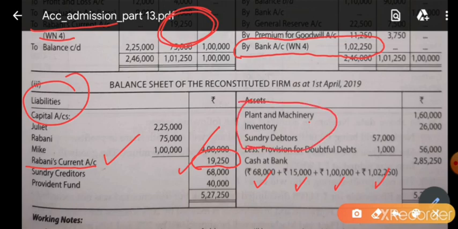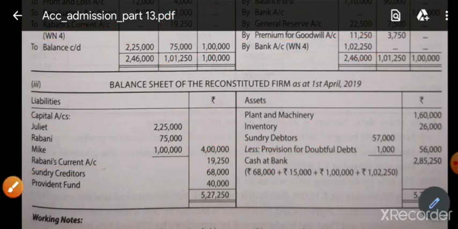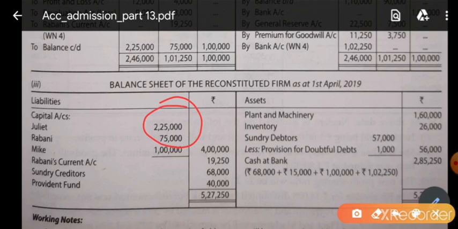So first step to prepare the balance sheet is to record the new values of assets and liabilities. Second step is to update the cash balance, and then new capitals will be written. You can see these are the new capitals: 225, 75 and 1 lakh. So new capitals are written, and then those assets and liabilities that do not change in value, they are copied from the old balance sheet and written in the new balance sheet. So this way we complete the calculation or adjustment of old partners capital on the basis of new partners capital.